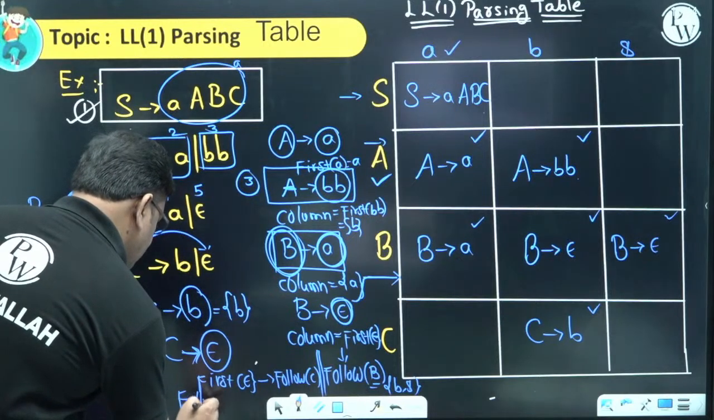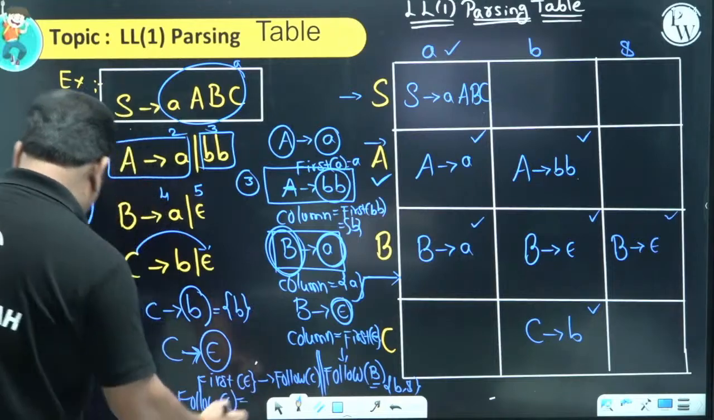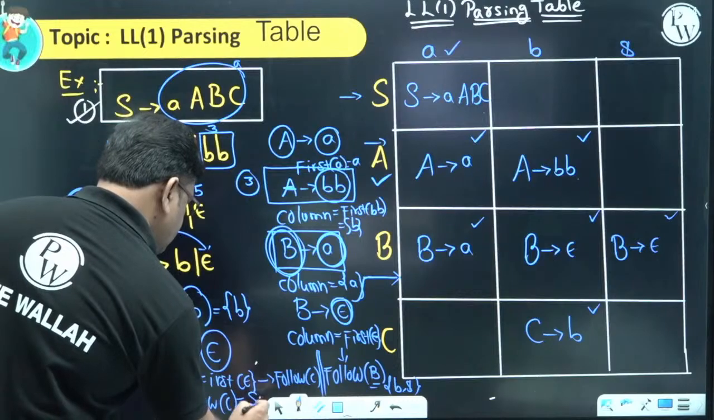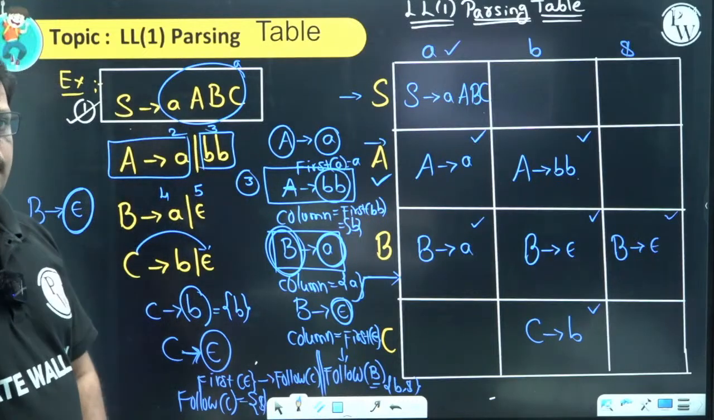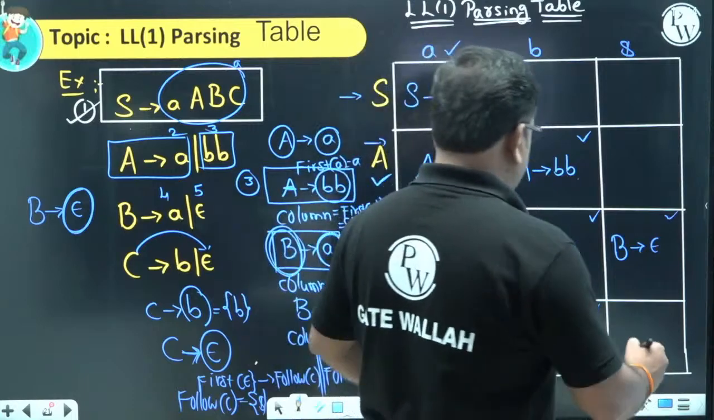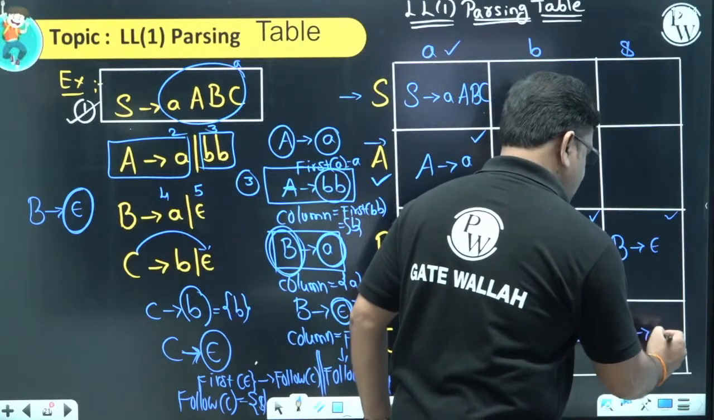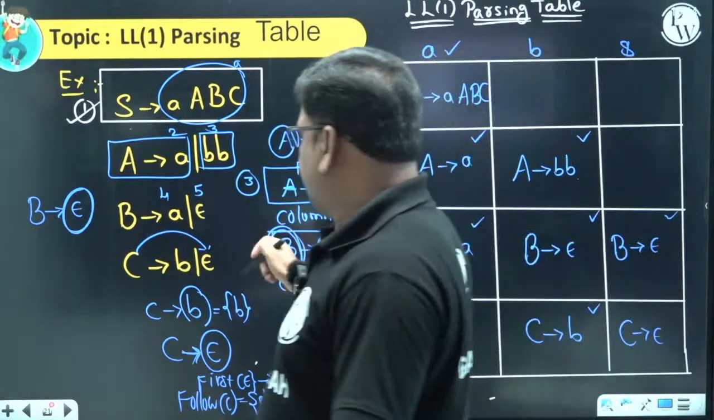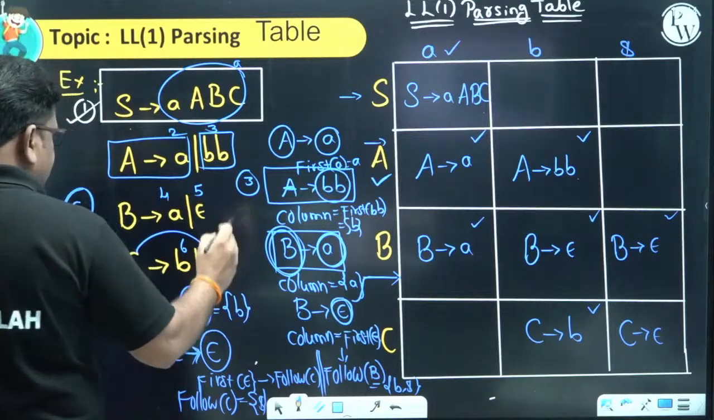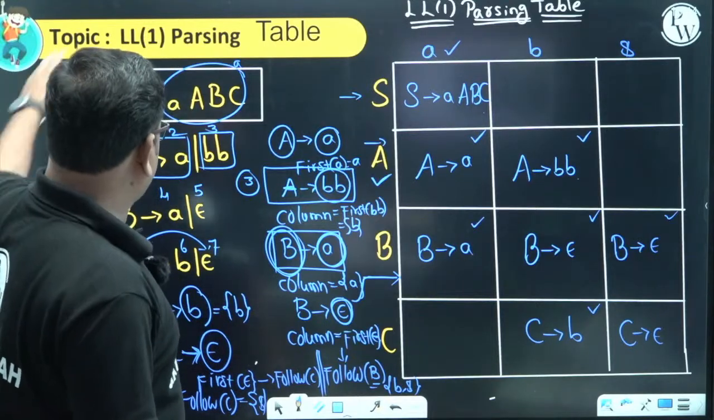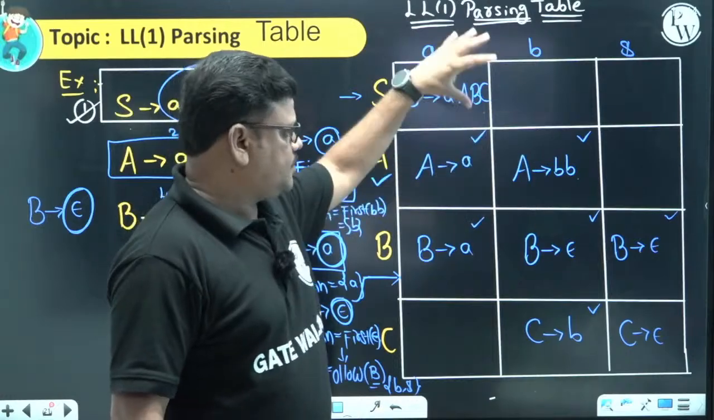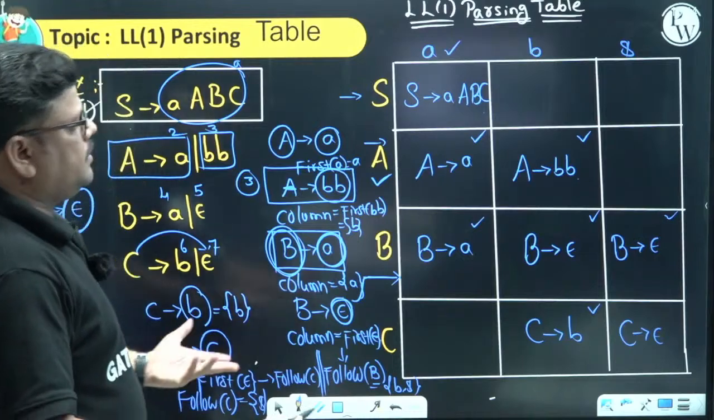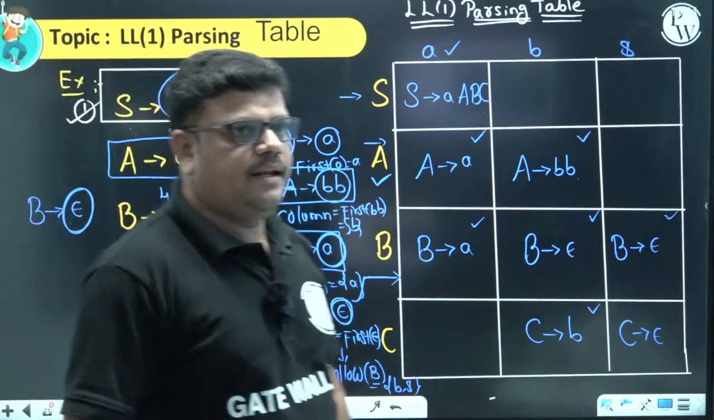So follow of capital C. What is follow of capital C? That is simply dollar. So C gives epsilon will be placed only in the dollar position. Like this, placing of all the productions happened here. We have arranged all these productions in their proper positions. So arranging all these things in the proper positions is called construction of the LL1 parsing table.